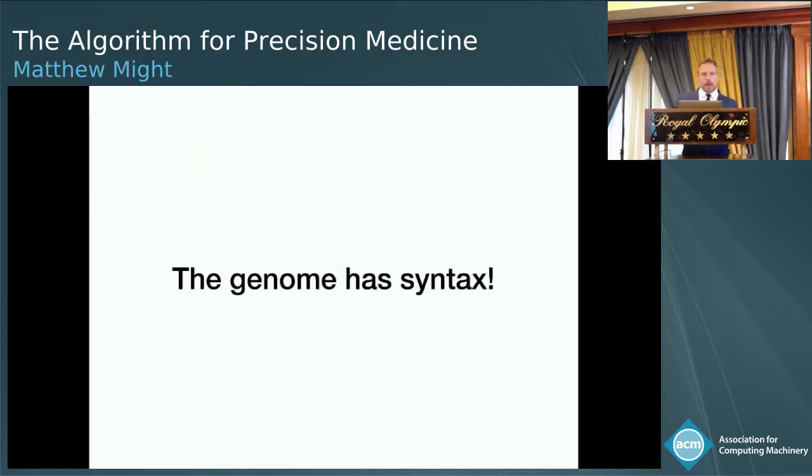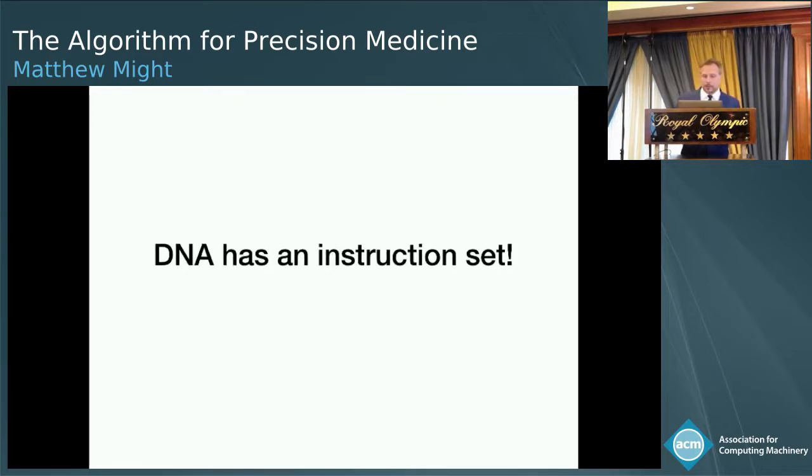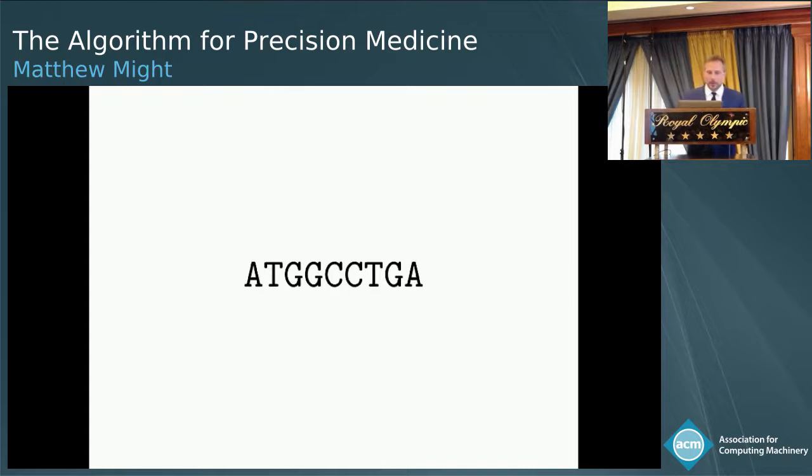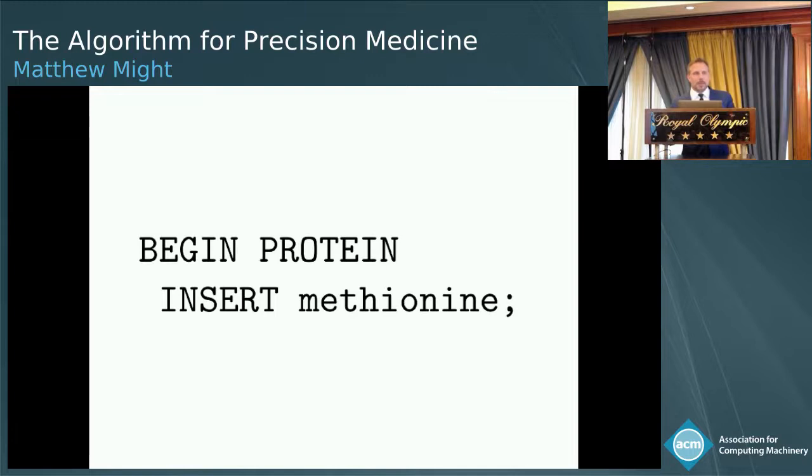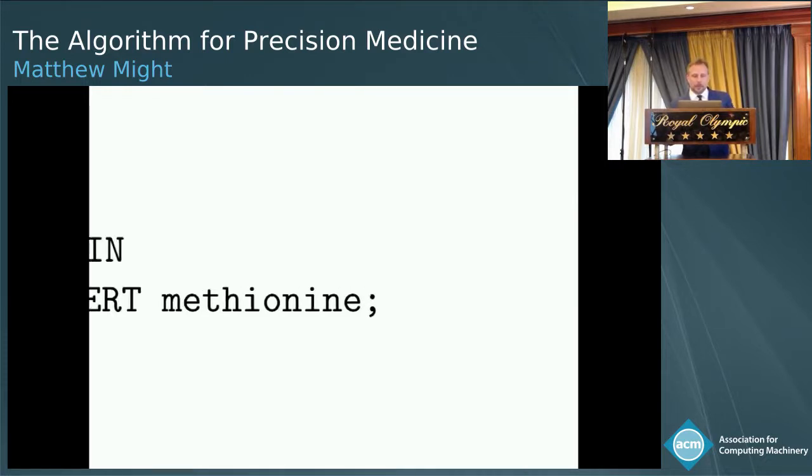So it turns out the genome actually has a syntax. In fact, it has a very clear instruction set. It's these three-letter codons. So if you see a sequence of DNA like this, it actually has an interpretation as a program. Each of these actually means something. So ATG, for example, really means begin the program and insert into this chain a methionine. So every gene begins with a methionine.